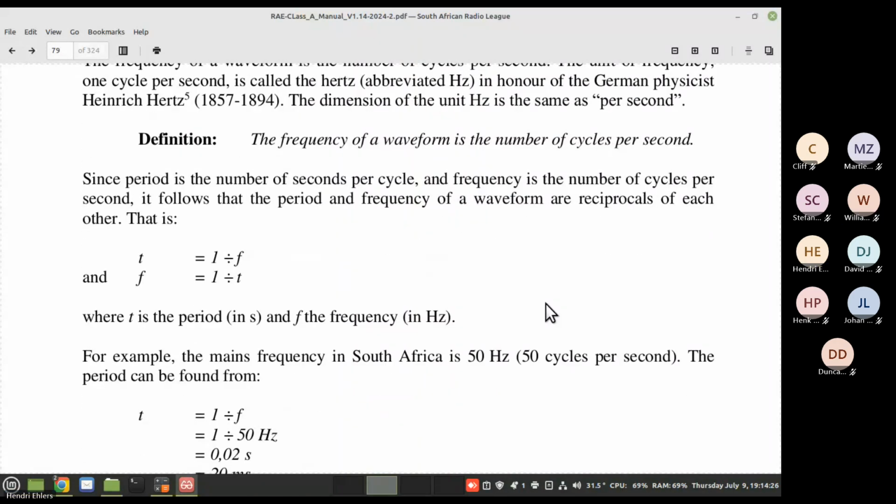Since the period is the number of seconds per cycle and the frequency is the number of cycles per second, it follows that the period and the frequency of the waveform are reciprocals of each other. That is, time, t, equals 1 divided by frequency, and frequency equals 1 divided by time, where t is the period and f is the frequency in hertz.